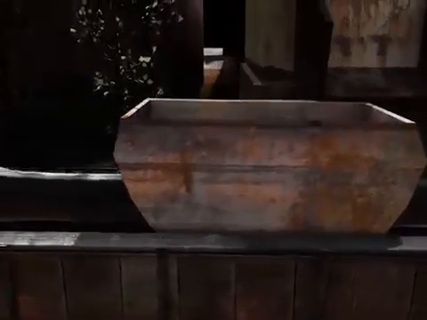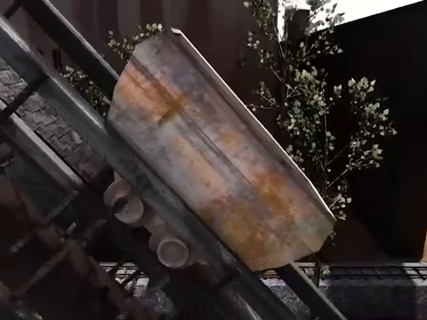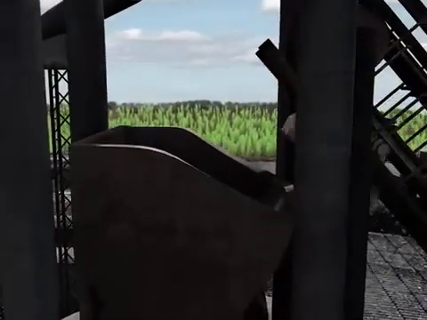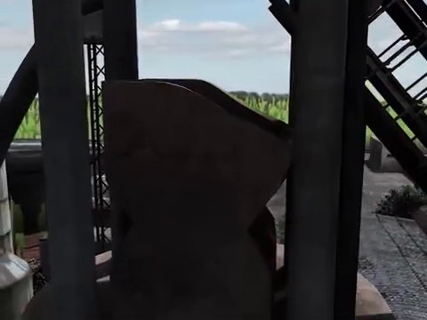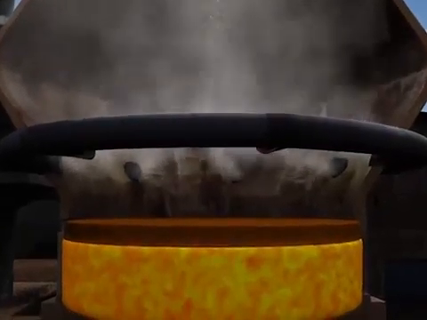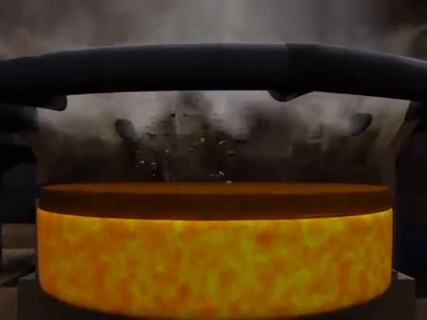The charge is brought by trolleys or skip cars over a conveyor system and introduced into the blast furnace through the cup and cone arrangement. Simultaneously, a blast of hot air is blown into the furnace through the tuyères at the base of the furnace.